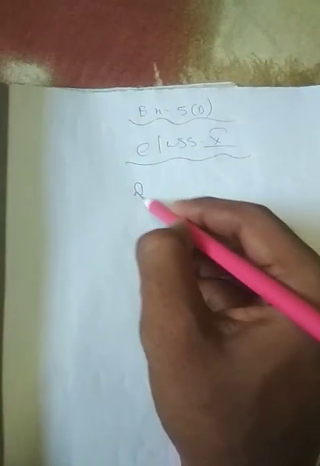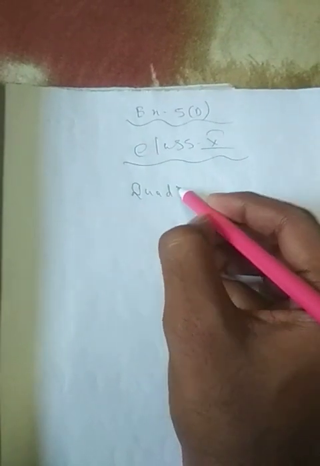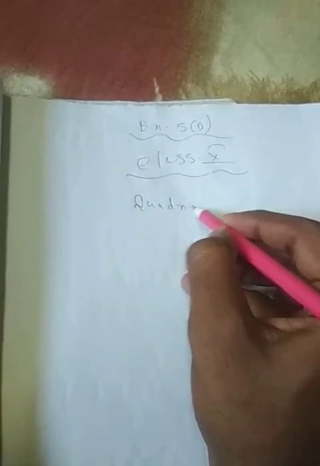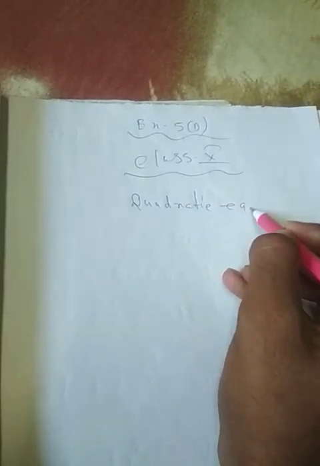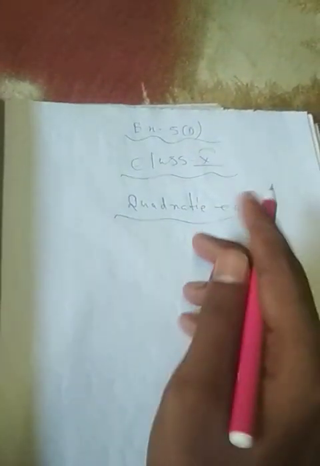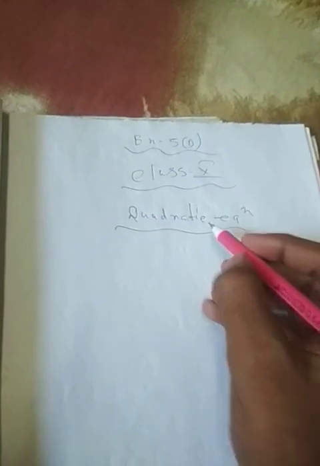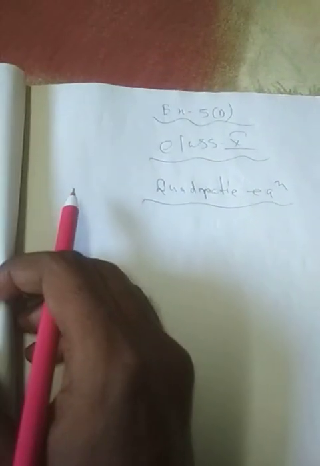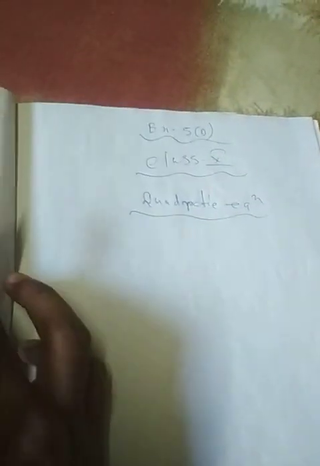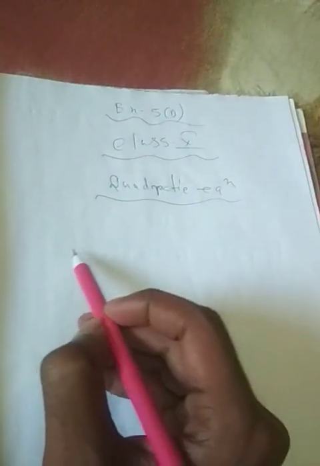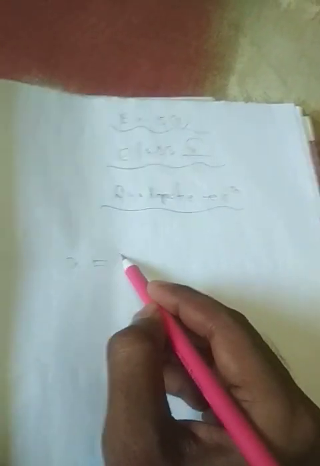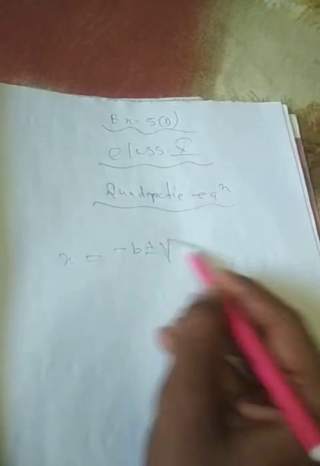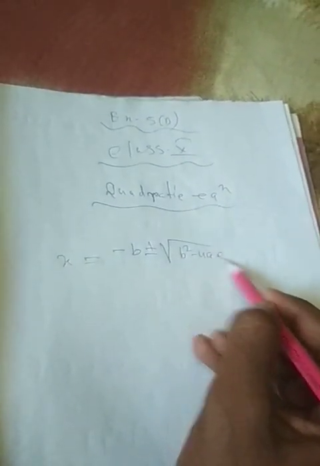We have already started the chapter Quadratic Equations. Today we are going to find the value of x in a quadratic equation by using the formula. You know the formula: x equals minus b plus or minus root over b square minus 4ac, by 2a.